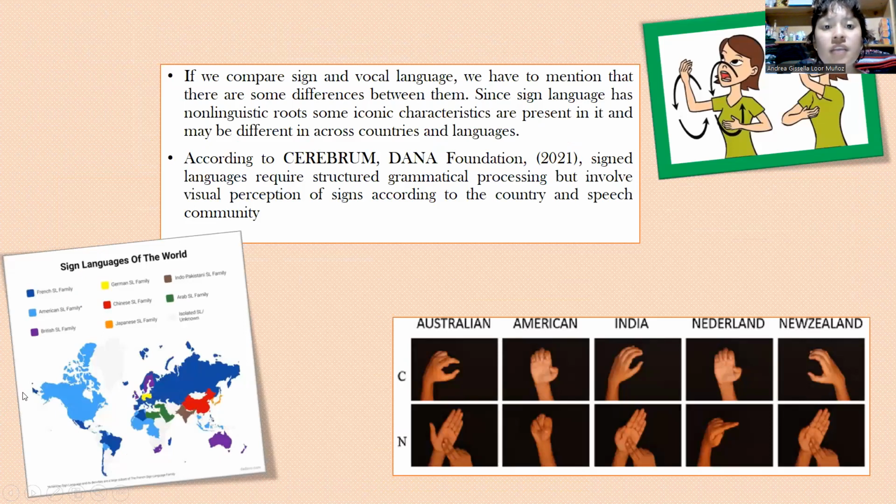If we compare sign and vocal languages, we have to mention that there are some differences between them. Since sign language has non-linguistic roots, some iconic characteristics are present in it and may be different across countries and languages. According to Cerebrum Dana Foundation 2021, sign languages require structured grammatical processing but involve visual perception of signs according to the country and the speech community.